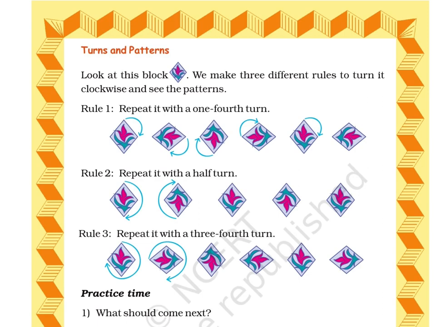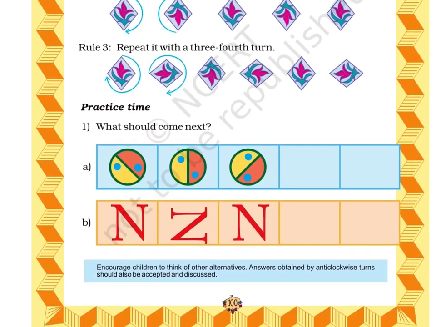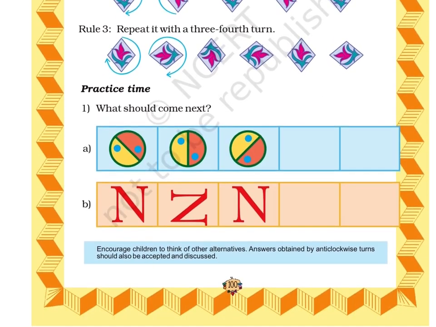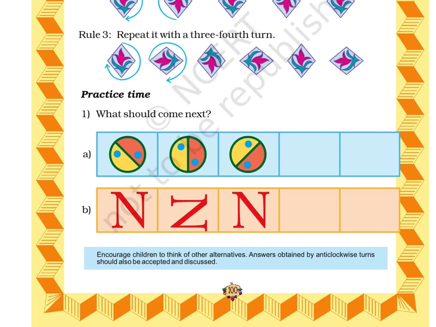Rule 2. Repeat it with a 1/2 turn. Below this again we have a series of pictures indicating this 1/2 turn repeat. Rule 3. Repeat it with a 3/4 turn. And again we have a series of pictures where this block is repeated with a 3/4 turn. Practice time. 1. What should come next?